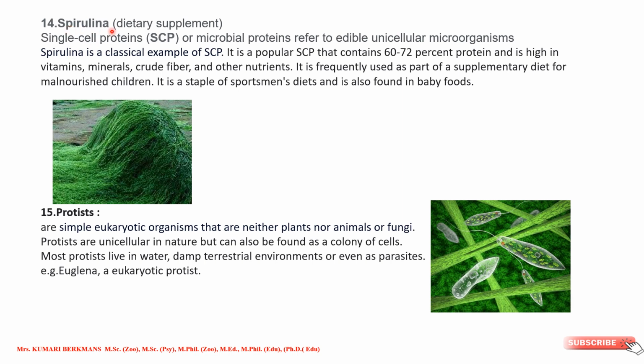Let us see now the spirulina. Spirulina is usually called SCP. What is this SCP? It's nothing but single cell protein. This spirulina is rich in proteins. How much percentage? 60 to 72% protein is there in the spirulina, so it is taken as a supplementary diet for protein.